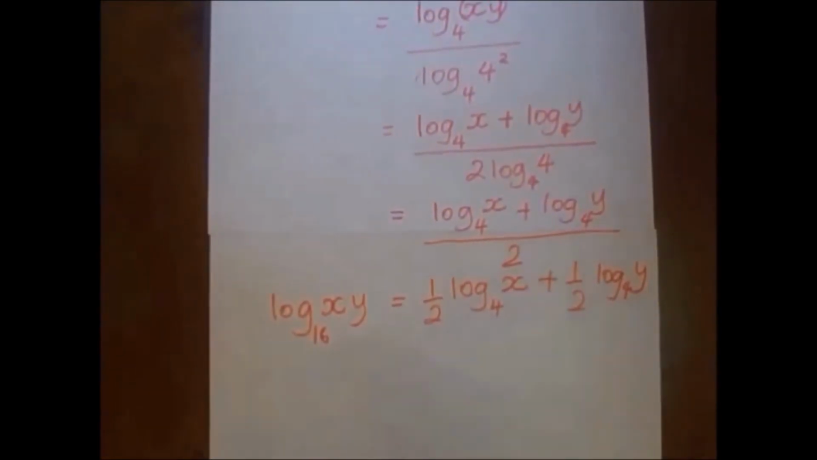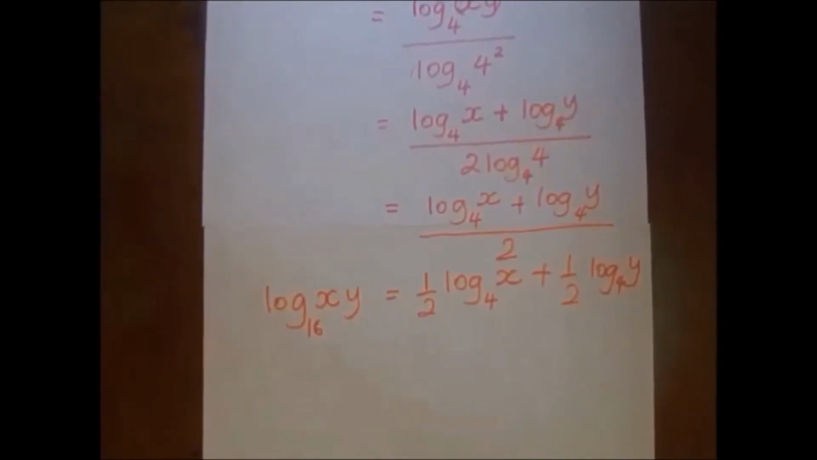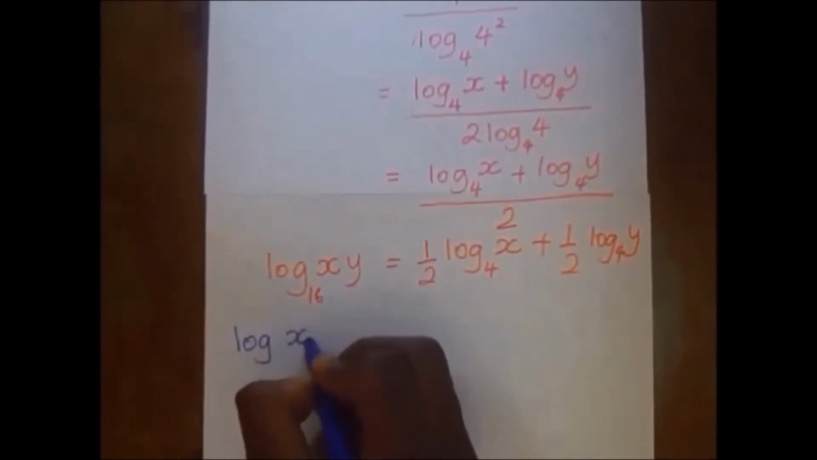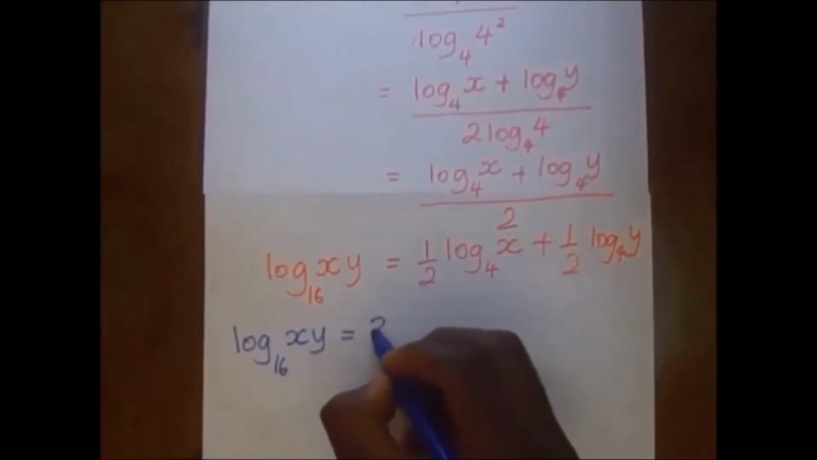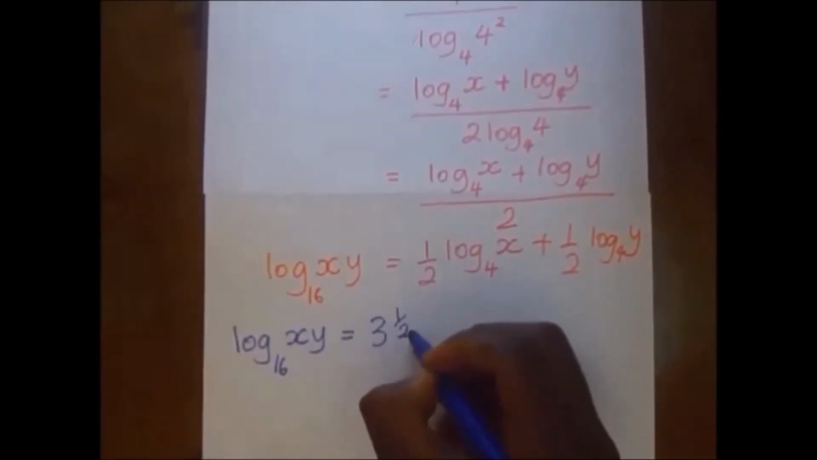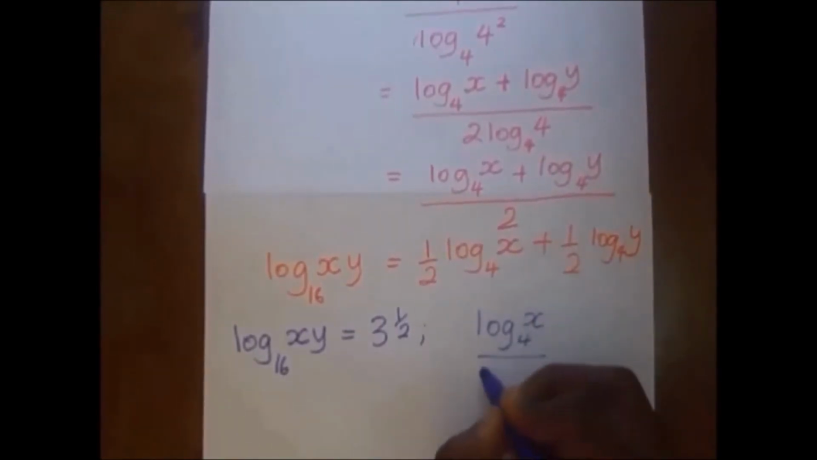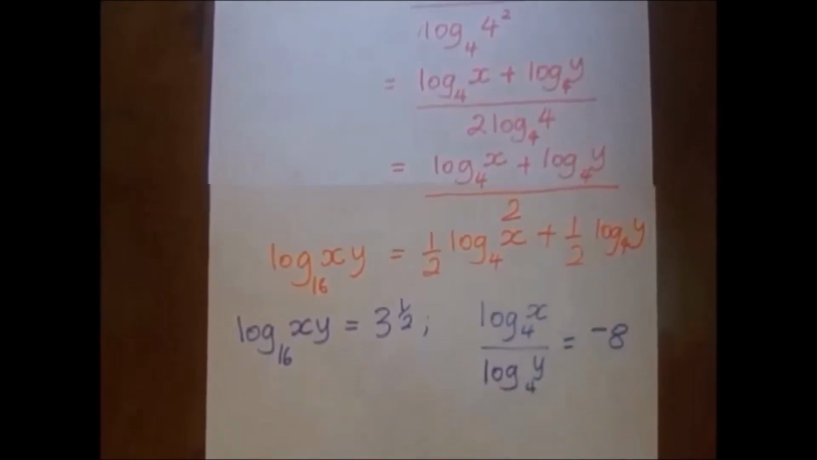So from there we're supposed to solve the pair of simultaneous equations that has been given to us. And the pair of simultaneous equations, I will rewrite it here. It is log of xy base 16 is equal to 3.5. And also log of x base 4, divided by log of y base 4 is equal to -8.